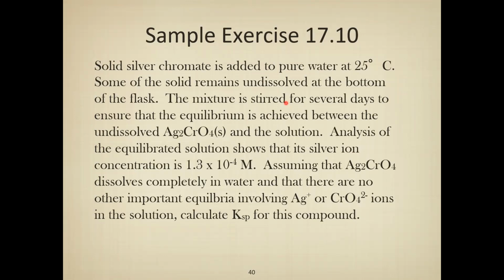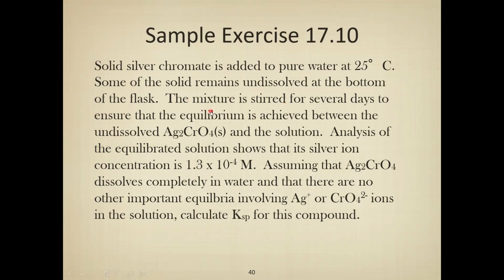All right. So looking at this question, solid silver chromate is added to pure water at 25 degrees. Some of the solid remains undissolved, so this is going to be one of those low solubility ionic compounds. So when we add it to water, most of it is just going to sort of settle at the bottom. But there's going to be a small amount of it that actually does dissolve.